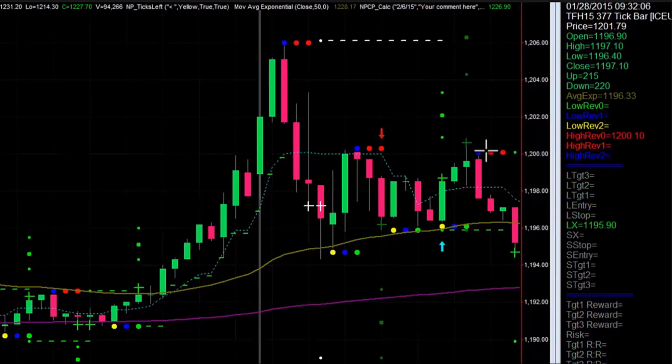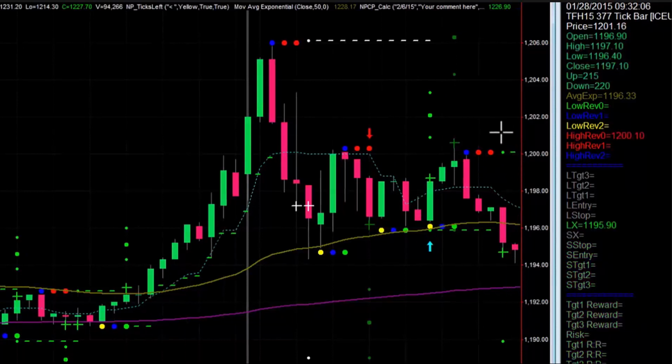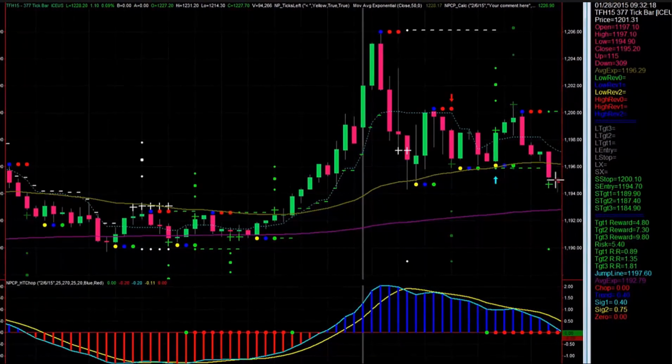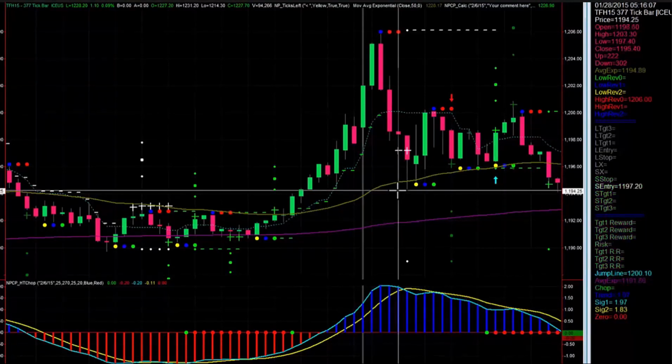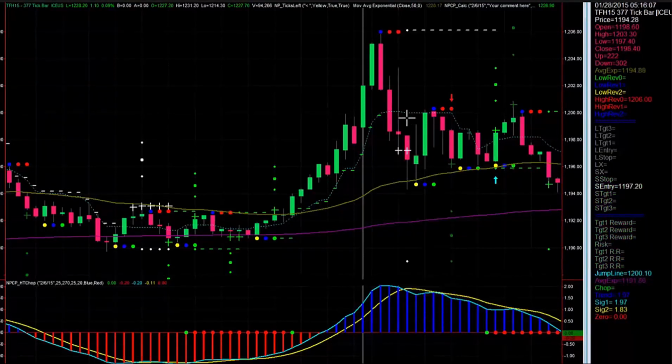This is a short trade. It's going to be a failed swing level, and that one triggers in at 1194.7. We're in the chop zone, but we're below the EMA. We're not trading against it, so we can take that trade.